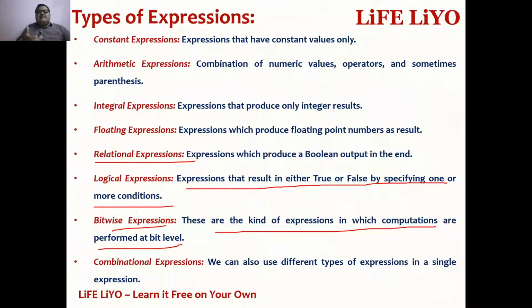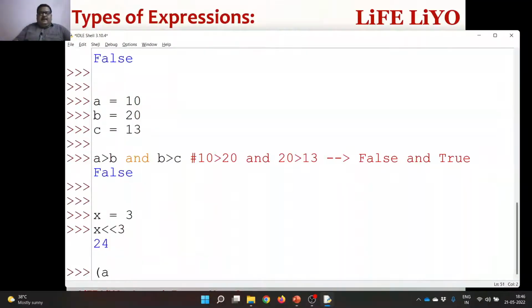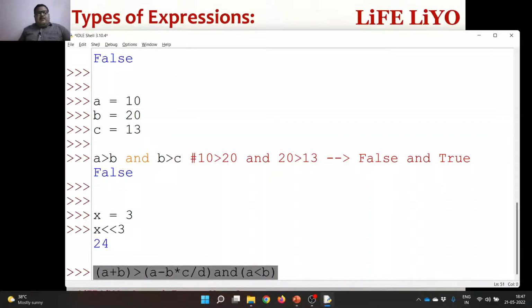Here the combinational means it is nothing but the combination of different types of expressions in a single expression, such as A plus B greater than A minus B into C by D and A by B. So this is an example. I am not telling this is the same as this one. This is an example: A less than B. So look at here, we are having the arithmetic and then relational and then some arithmetic operations and then logical.